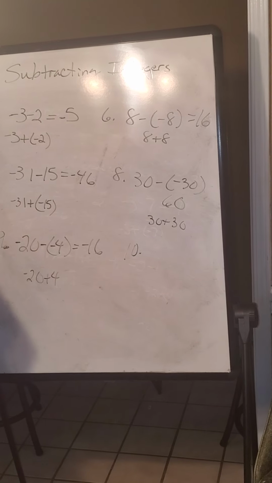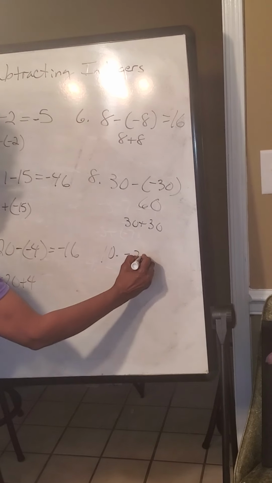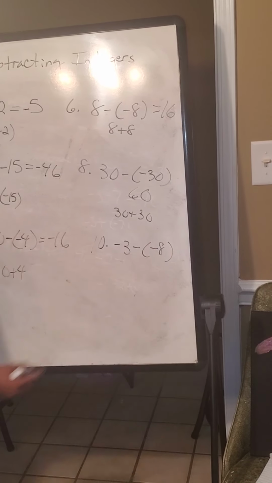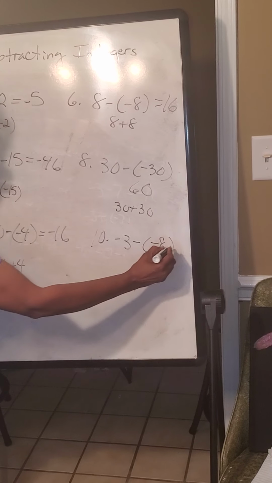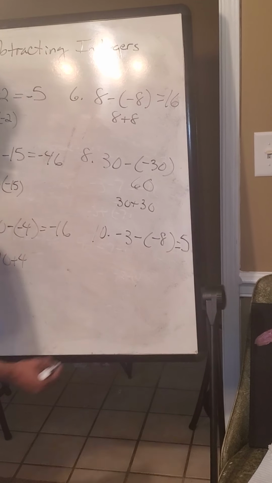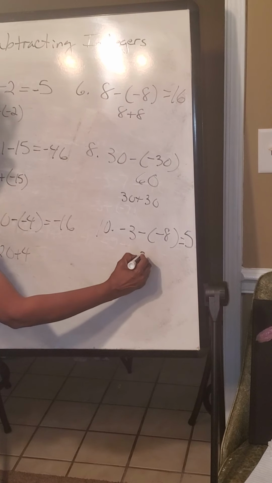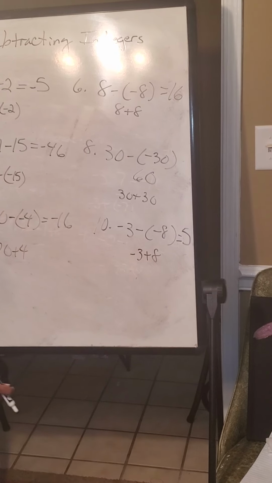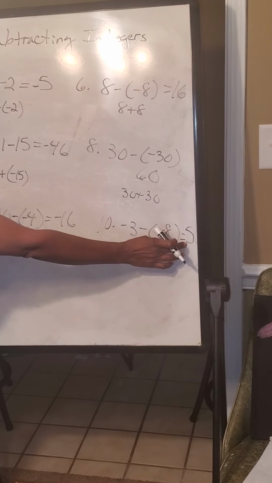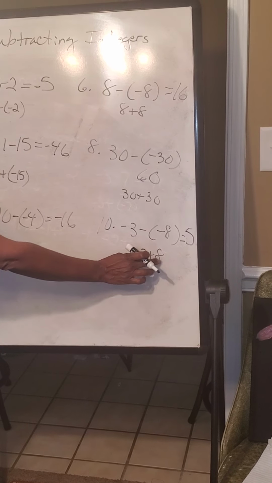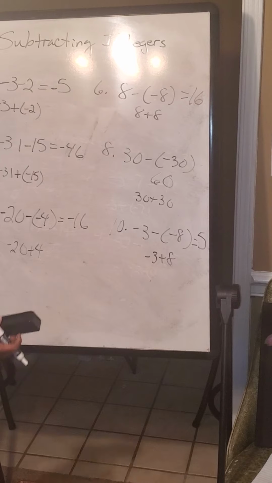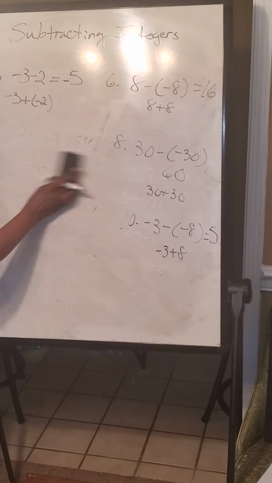Problem number 10, a negative 3 minus a negative 8. My answer for this problem is 5. How do we get that? To subtract a negative 8, add its opposite. They have unlike signs, subtract, I get 5. The 8 has the greatest absolute value, it's positive, so that is how we get our positive 5.